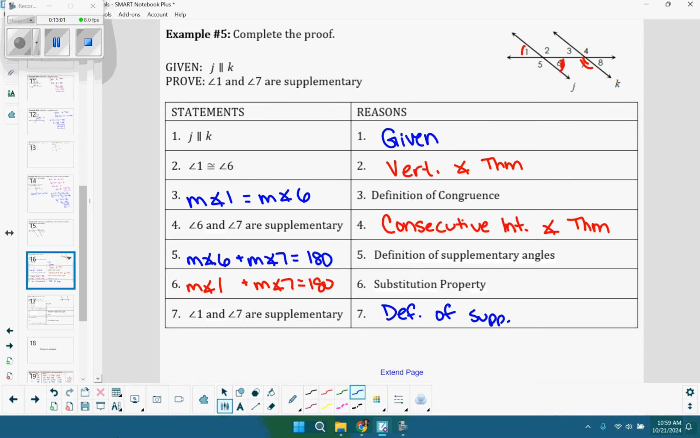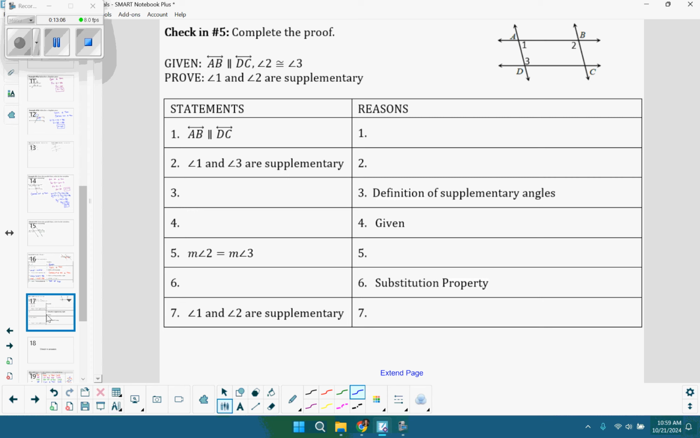So there's one last problem to do. Pause it if you'd like. The answer is posted online. But that is the end of section 3.2.